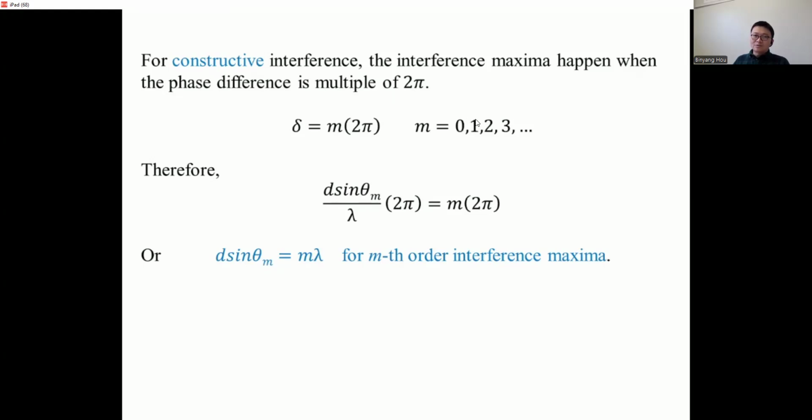So this is called the first interference maximum. This is the second interference maximum. This is the third, etc. This is called the central maximum. So m refers to which maximum you are talking about in the bright fringes. M equal to 1 is the first, m equal to 2 is the second, etc. So in this case, 2 pi and 2 pi cancel, and d sine theta sub m is just equal to m times lambda, for the m-th order interference maximum.